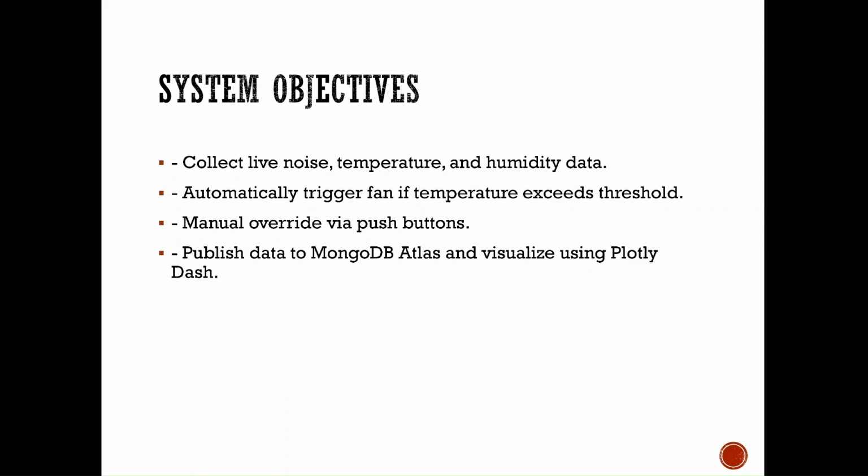So the system objectives are to collect environmental data and automatically trigger fan-based cooling when the temperature exceeds the threshold, and to also provide manual override of the fan's speed via push buttons. This system also publishes data to MongoDB Atlas, which is a non-SQL database. And for the data visualization, I have been using Plotly Dash, which shows the three variables, noise, temperature, and humidity for efficient data analysis.